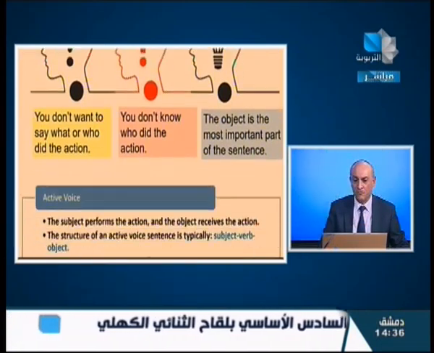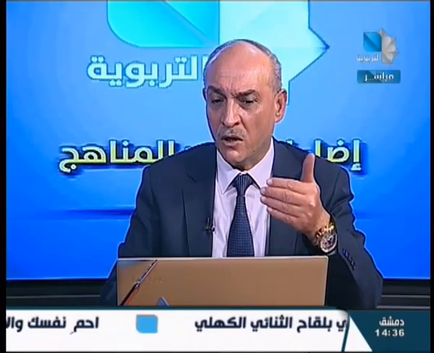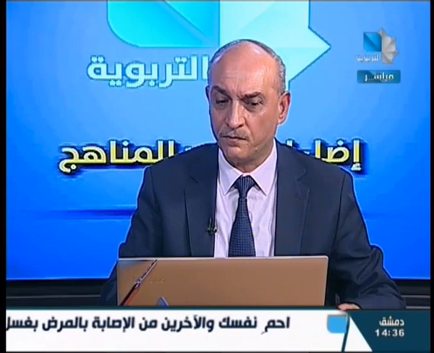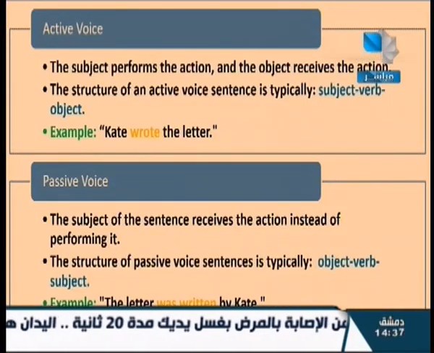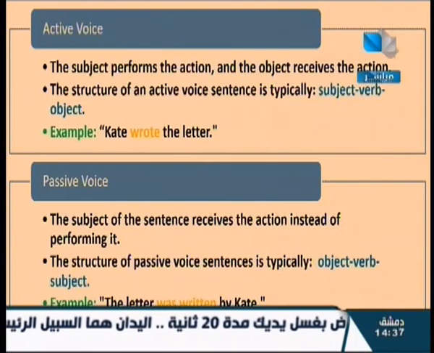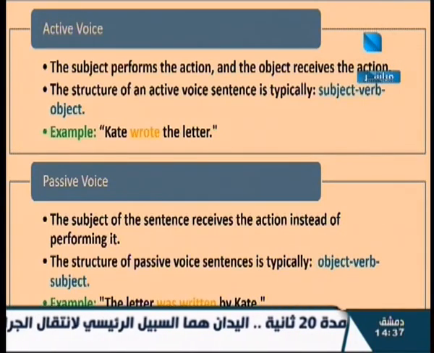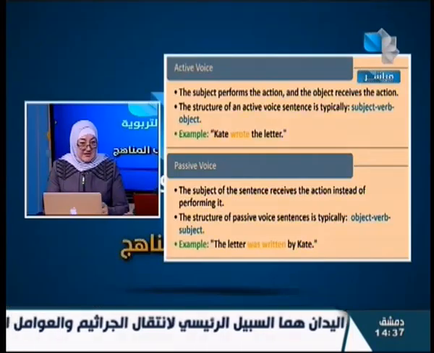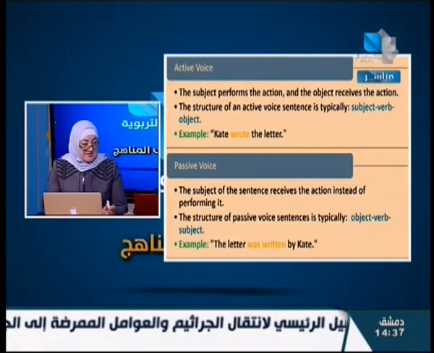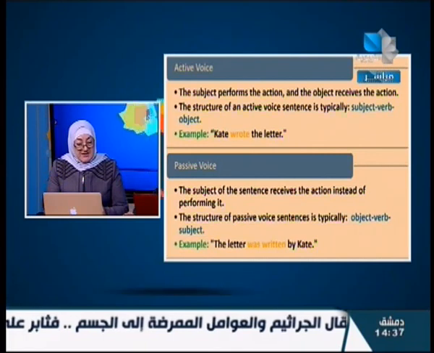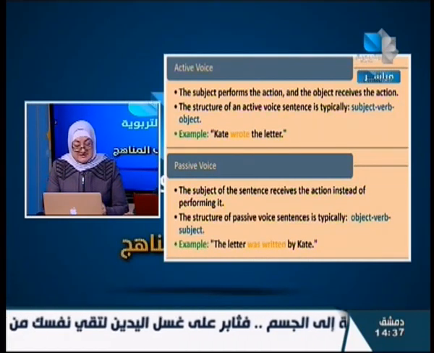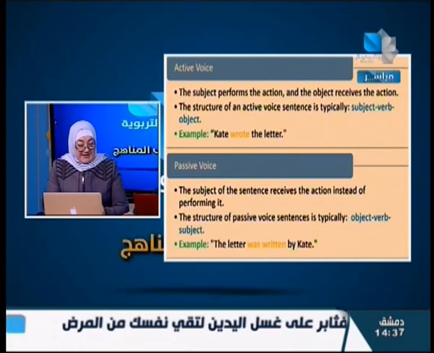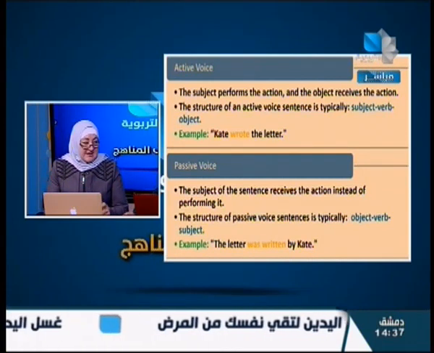Now, let's talk about the active voice and the passive voice, Ms. Hanan. Okay. What is active voice? Of course, active voice is when we begin with the subject or when the subject is already known. So here the subject performs the action and the object receives the action. Like I speak English. I is the doer and English is the object. The structure of an active voice sentence is typically subject, verb, object. Kate wrote the letters. This is in the active.